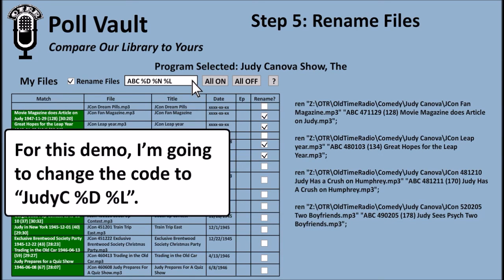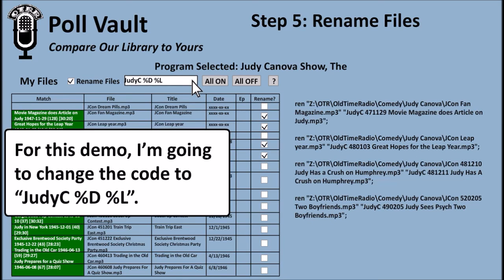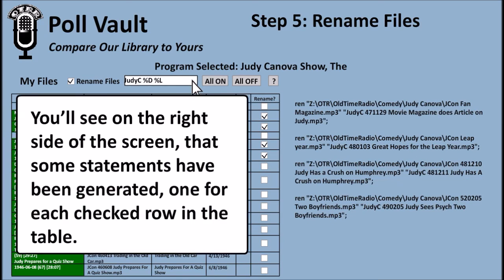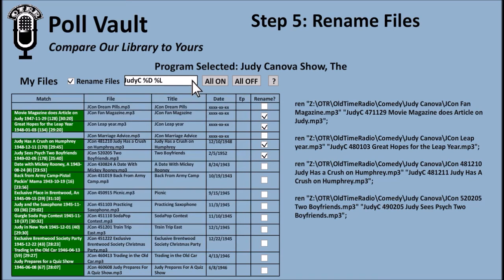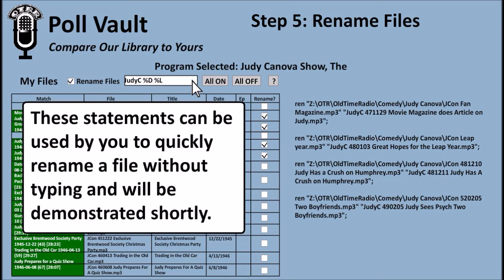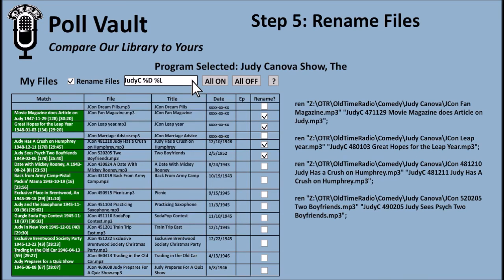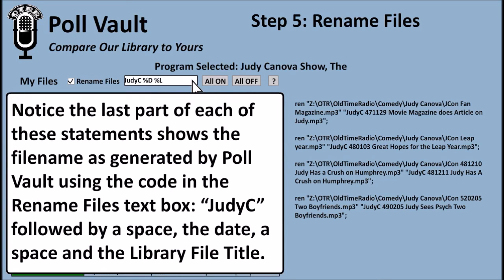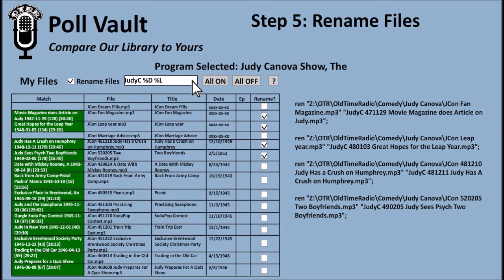For this demo, I'm going to change the code to Judy C %D %L. You'll see on the right side of the screen that some statements have been generated, one for each checked row in the table. These statements can be used by you to quickly rename a file without typing and will be demonstrated shortly. For now, notice the last part of each of these statements shows the file name as generated by PollVault using the code in the Rename Files text box, Judy C followed by a space, the date, a space, and the library file title.